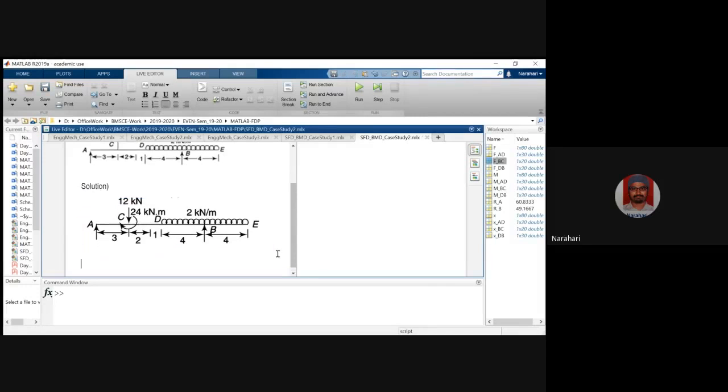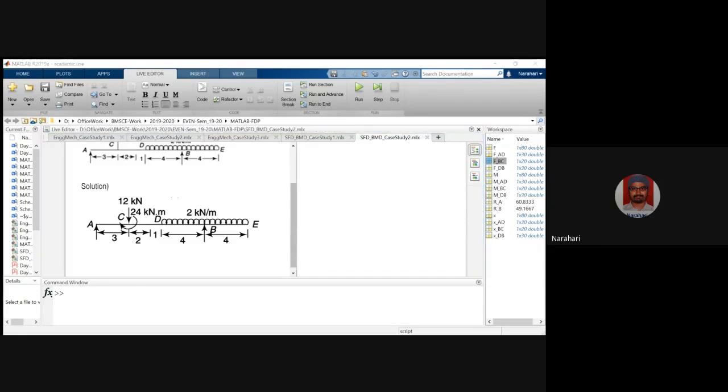So you can see this is the beam. You will get now the standard again. I'll just copy paste this whole thing for your reference.